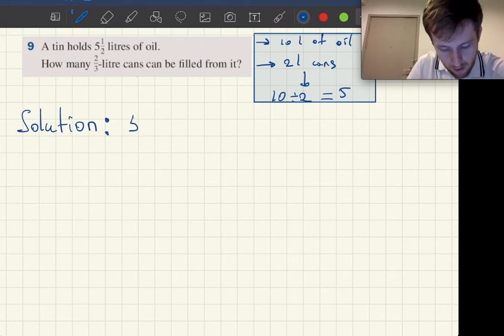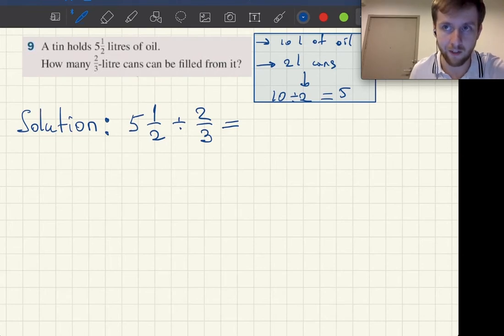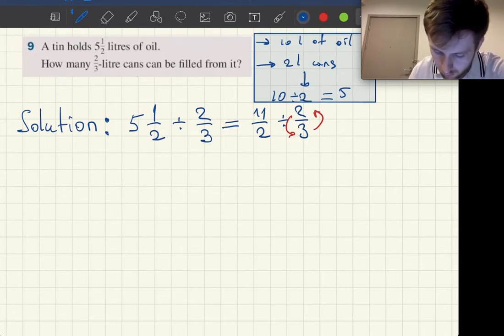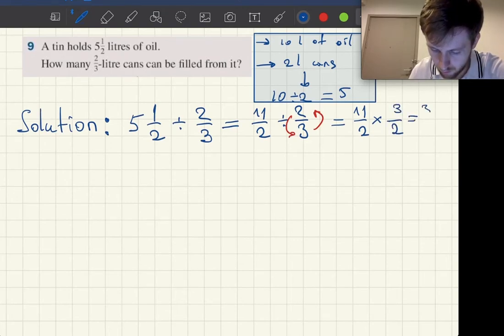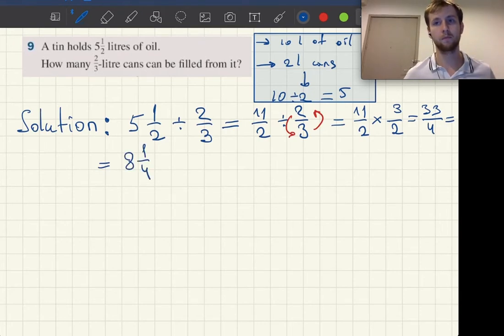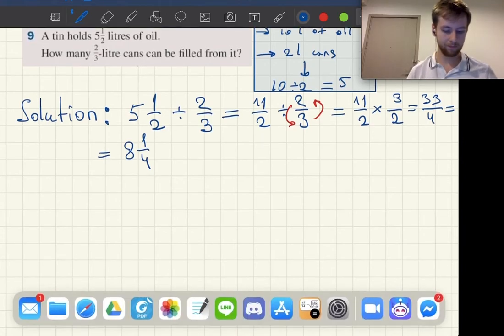So we do 5 and 1/2 divided by 2/3. And of course, we have to make it into improper fraction first. So we do 11 over 2 divided by 2/3. We flip it like this. And then we get 11 over 2 multiplied by 3 over 2, right? Which is 33 over 4, which can be written as 8 and 1 over 4. Okay, next one.